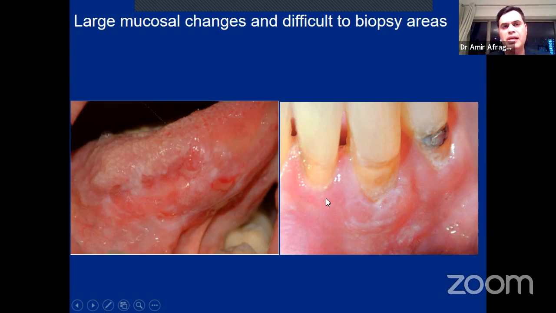Also, the brush biopsy is of value where you have a very large lesion on the anterior gingiva, and this is an area very difficult to biopsy because of the healing as well as the aesthetics for the patients. So a brush biopsy can cover this wide lesion involving the anterior border of the gingiva.